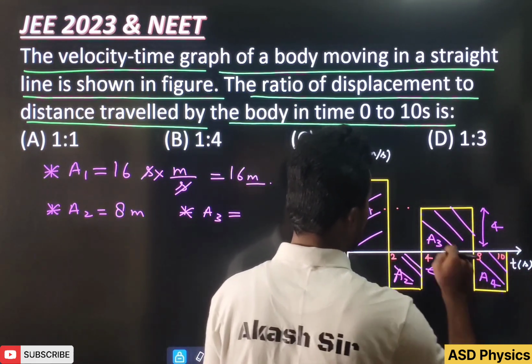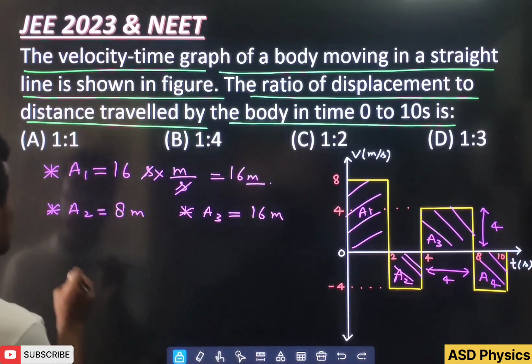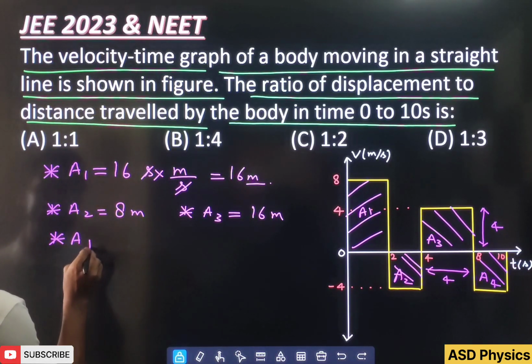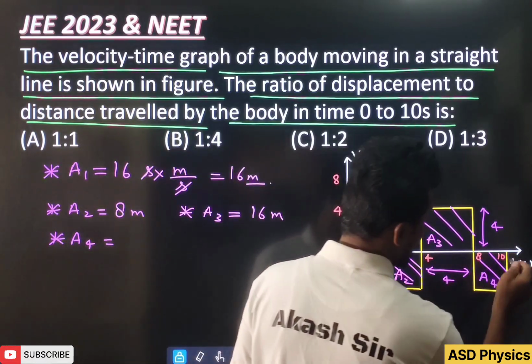So this is also 4. So 4 into 4, how is it coming here? 16 meter. Similarly, if we talk about the next area, A4, how much is A4 here, students? If we talk about it, see, this is 8 to 10.